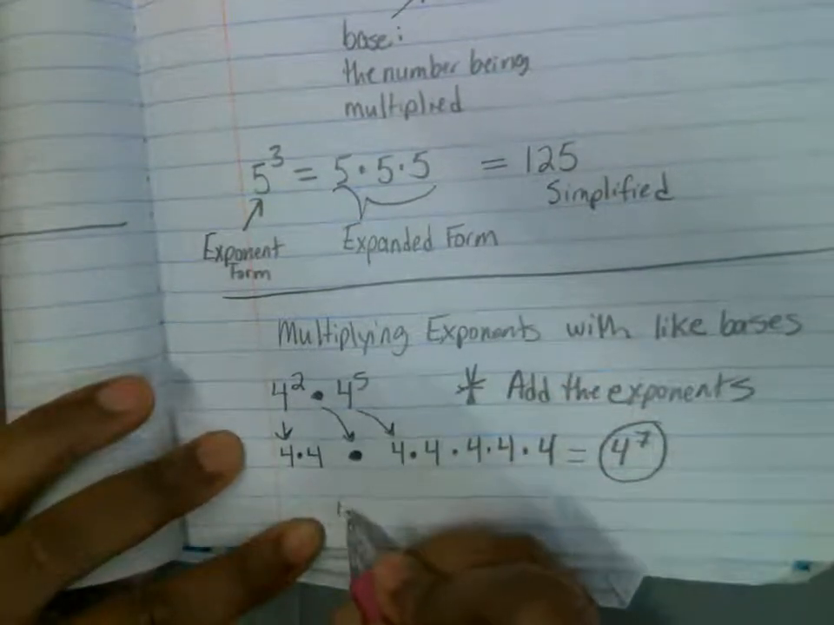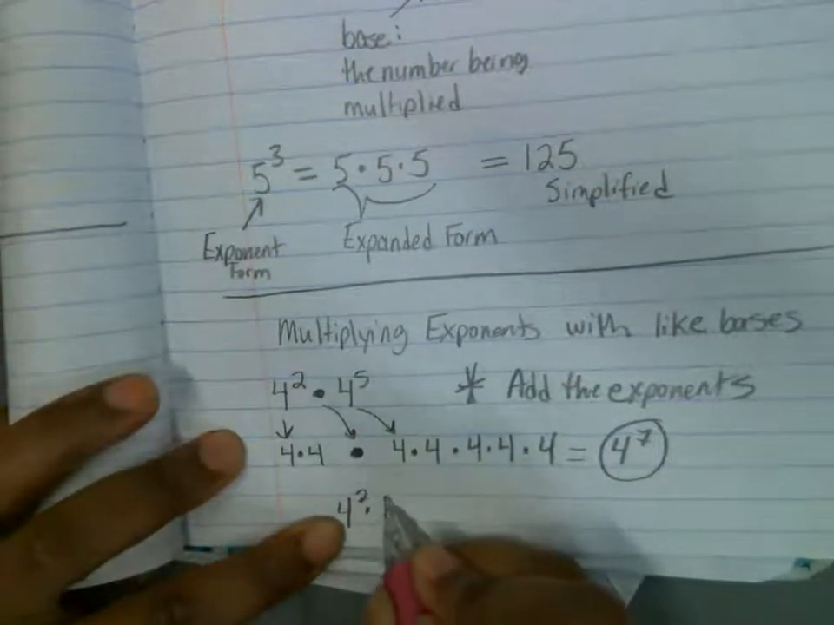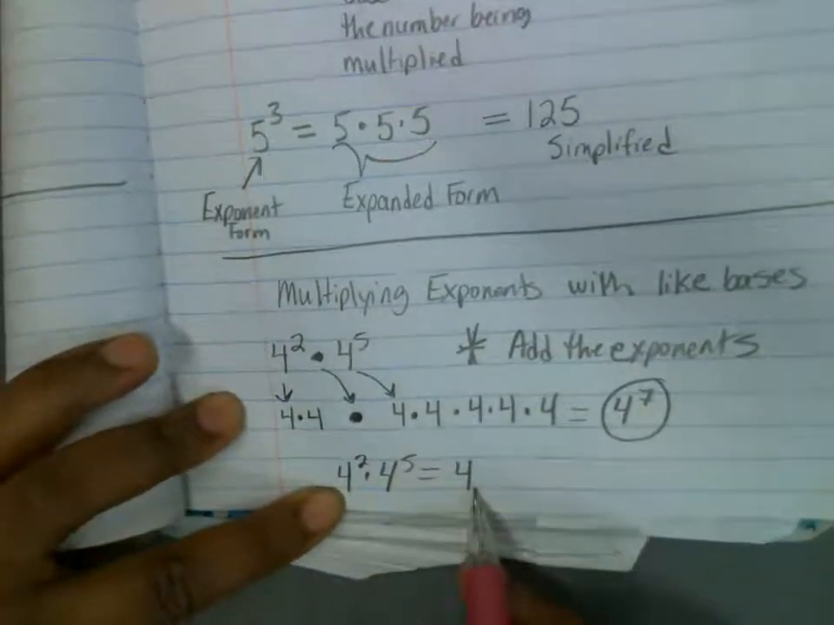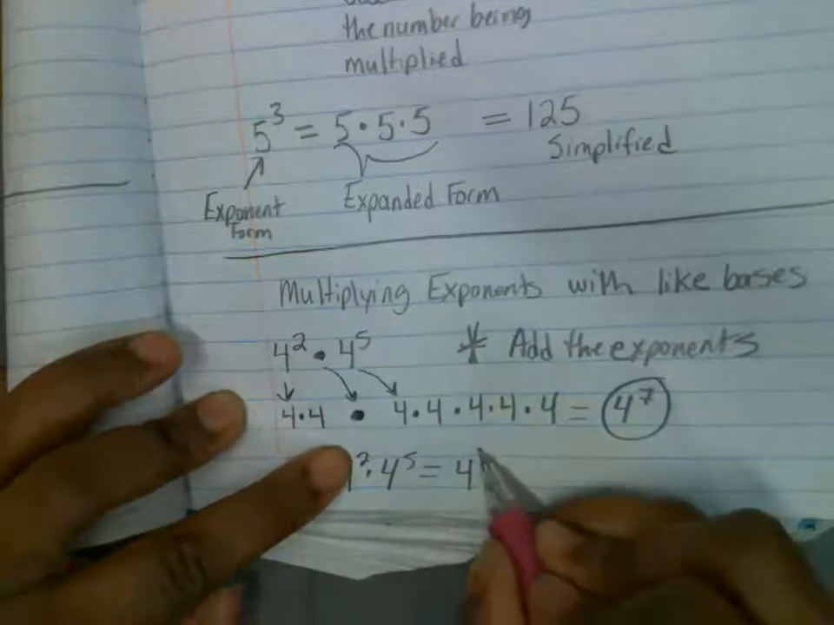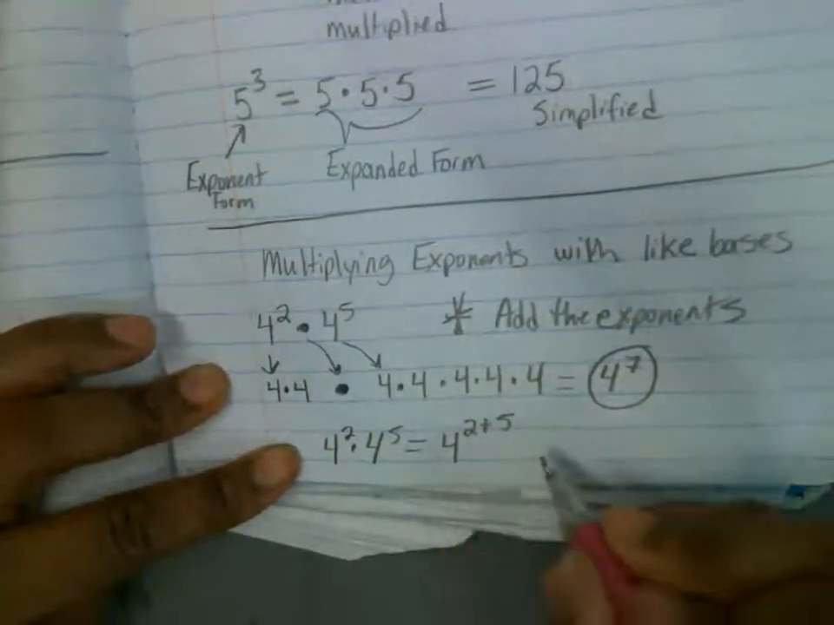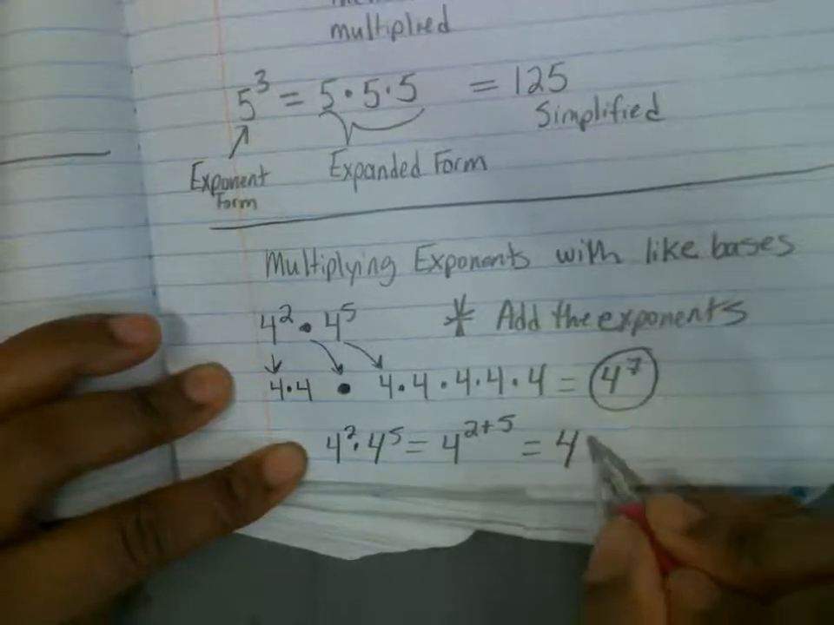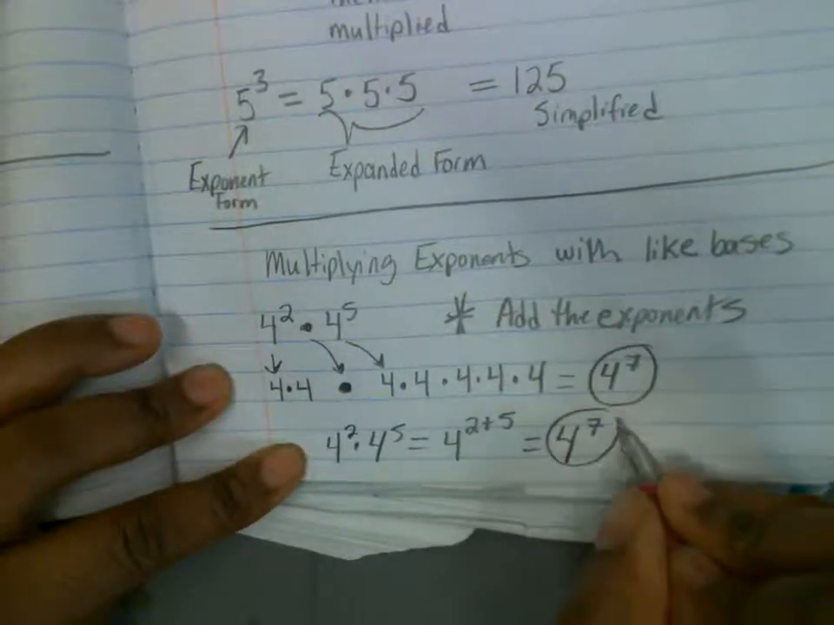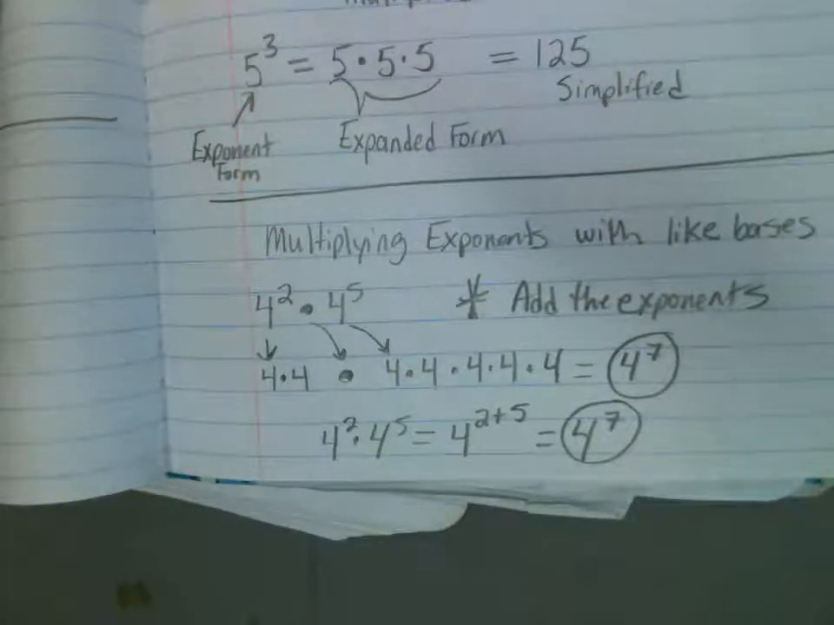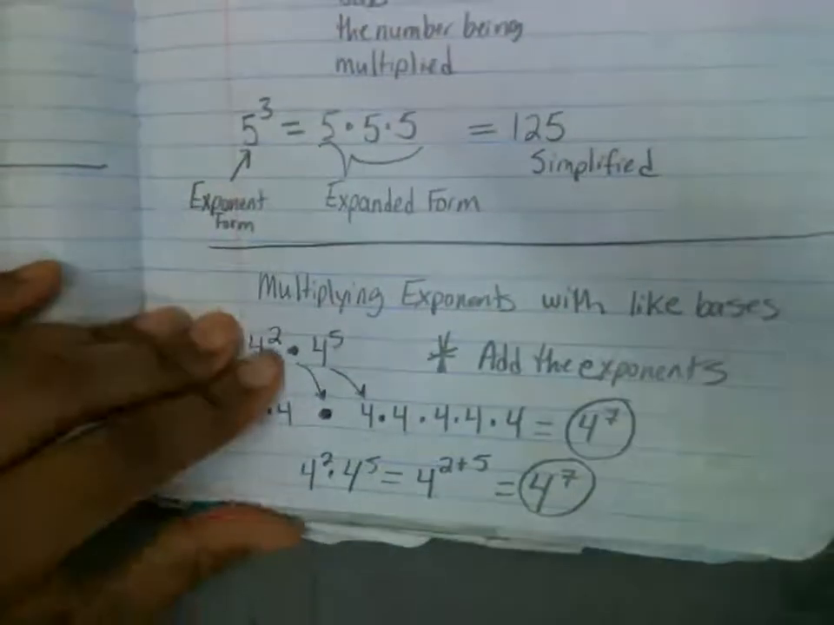So in other words, when you see this, you're just going to say 4 is your base, and you're going to add the exponents 2 plus 5. So when you add the exponents 2 plus 5, that's going to give you 4 to the 7th power. Any questions? Okay. Okay, let's go to the next.